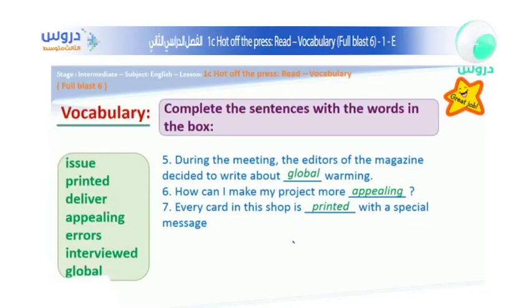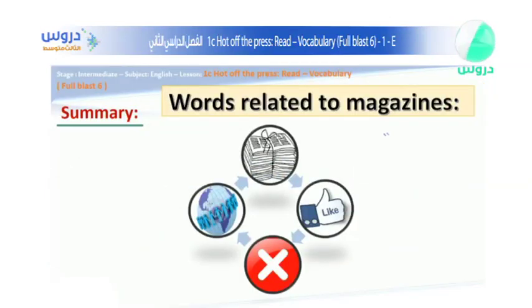And that brings us to the summary of today's lesson. Okay, this is what we learned today. The word issue, like magazines have issue. Every week they make a new issue. And this picture right here represents what? Appealing. We used this picture for error. Error means mistake. And this is global, like GPS.